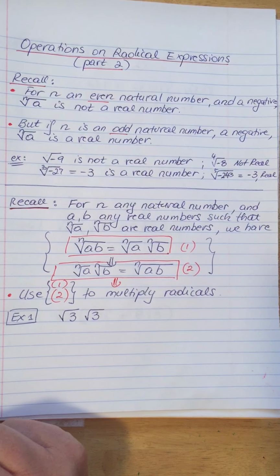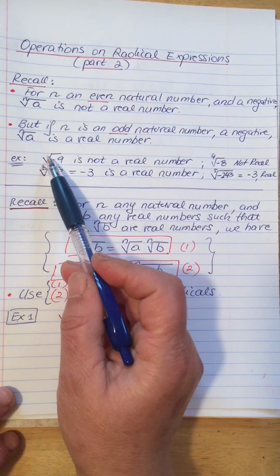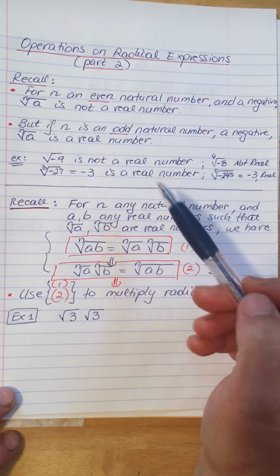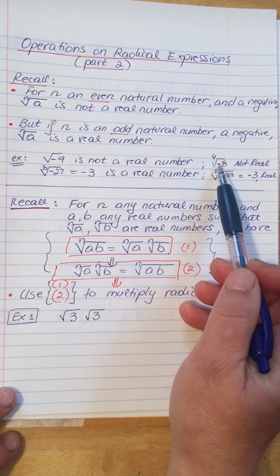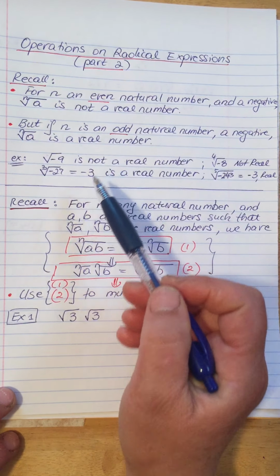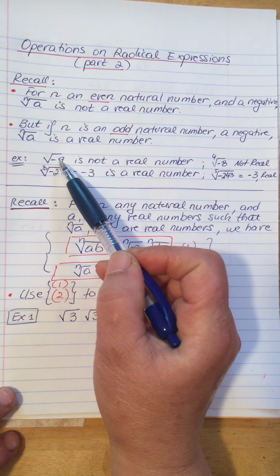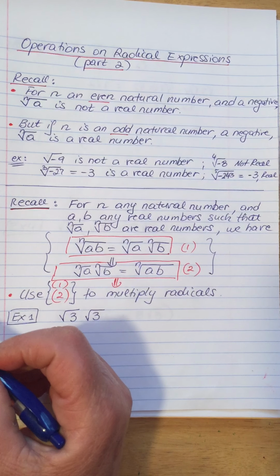Operations on radical expressions, part 2. First, let's recall. If the index is a positive even integer, for example 2 or 4 or 6 or 8, and the radicand is a negative number, then the radical itself is not a real number. For example, the square root of negative 9 or the fourth root of negative 8 are not real numbers.